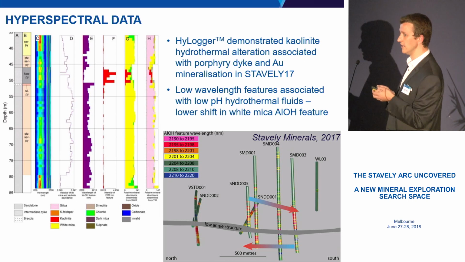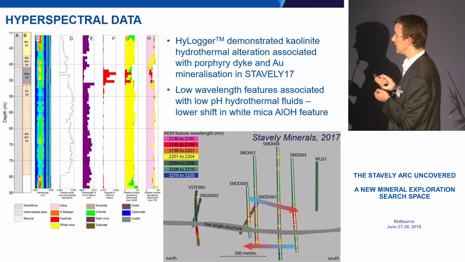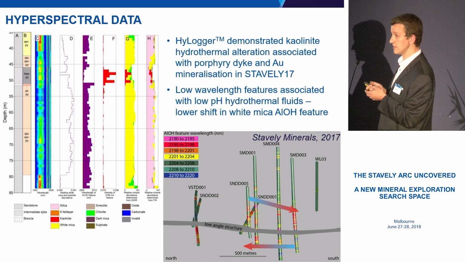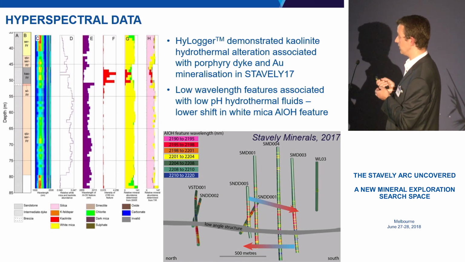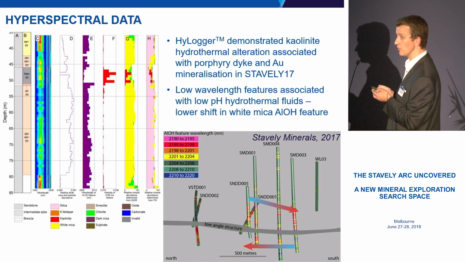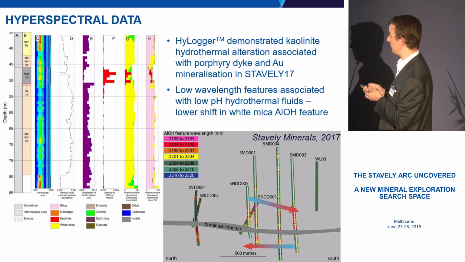So they've taken the HyLogger data for holes at Thursday's Gossan, plus TerraSpec data that they collected on those holes as well, to use the AlOH feature of white mica, so the 2200 nanometre feature, to say these relatively low wavelength features are associated with lower pH, so more likely associated with the mineralising fluid.